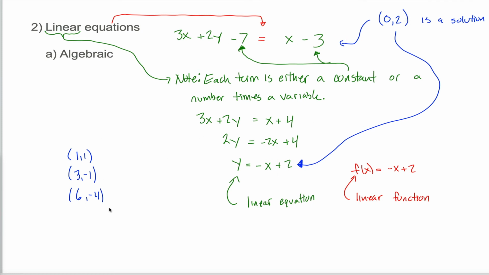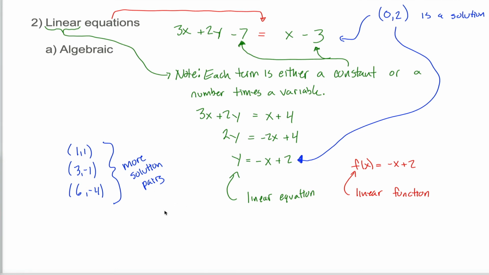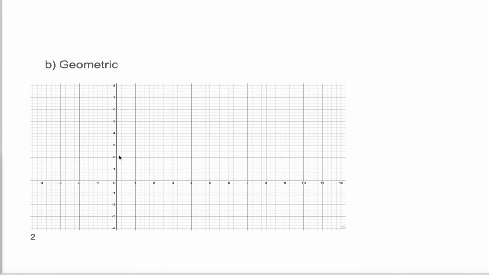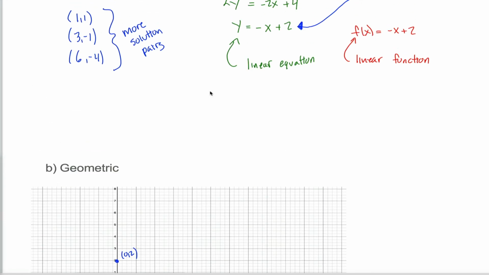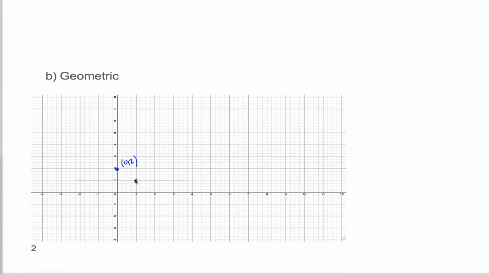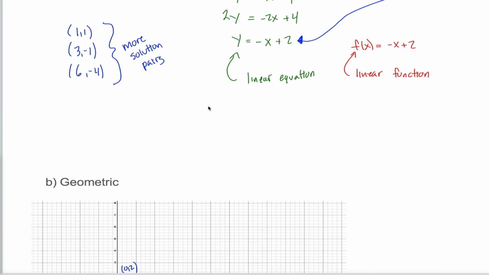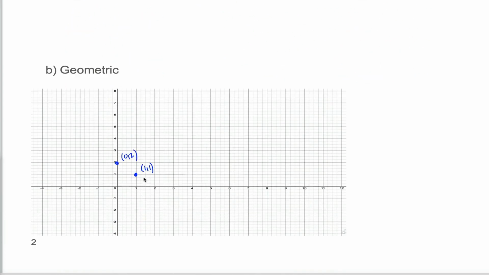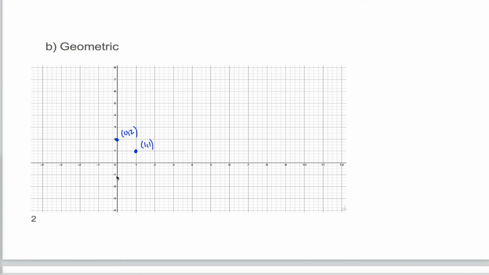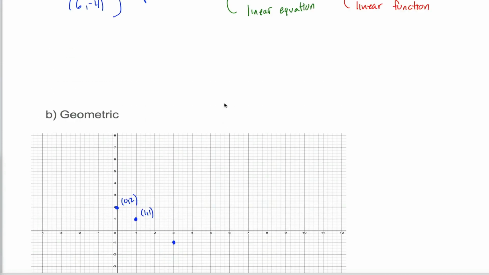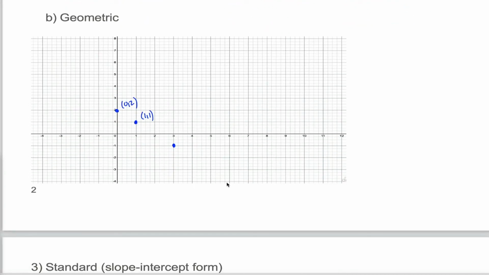I found 4 solution pairs, but so far I just kind of have examples of solutions. I don't have a way to talk about all the infinitely many solutions. But an interesting thing happens when you plot each of these different solution pairs. If I take the point 0, 2 and I plot it on a graph, it shows up right here. If I take the point 1, 1 and plot it on a graph, it shows up right here. If I take a point where the x-coordinate is 3 and the y-coordinate is -1, here's where x is 3, here's where y is -1, that shows up right here on my graph. If I take 6, -4, hopefully you can find that point down here on my graph.